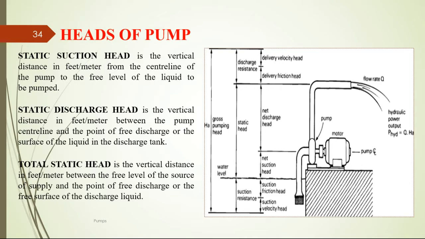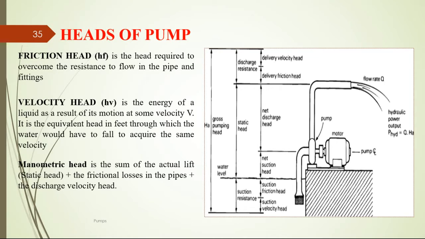Third one is total static head. It is the vertical distance between the free level of the source of supply and the point of free discharge or the free surface of the discharge liquid. Then next one is friction head, which is denoted by HF. It is the head required to overcome the resistance to the flow in the pipe and fittings.